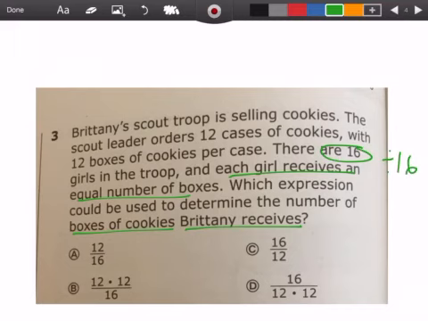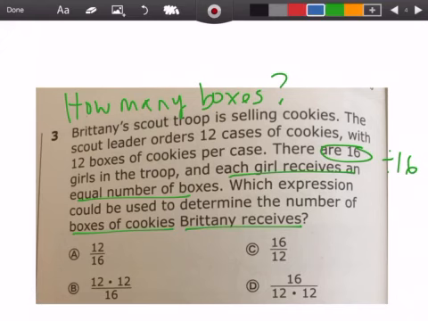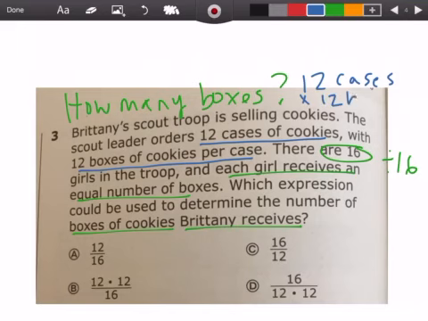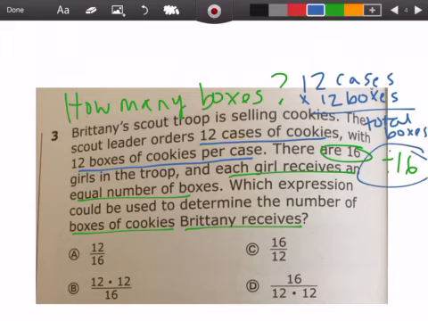But now we need to know how many boxes there are total. So how many boxes? Well, there's 12 cases of cookies and 12 boxes of cookies in each case. So it looks like we have to take our 12 cases times 12 boxes per case, and that tells you the total number of boxes. Okay, and again, now that we know the total number of boxes, we then divide by 16 to figure out how much Brittany receives. So you need to pick the expression that shows that.